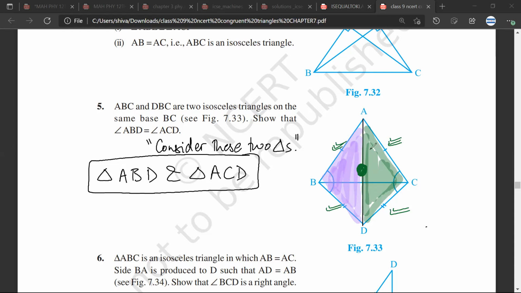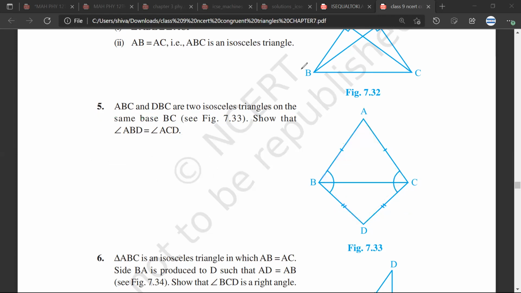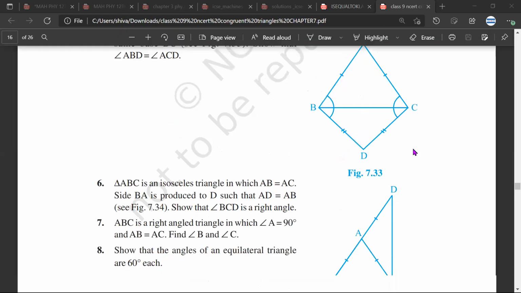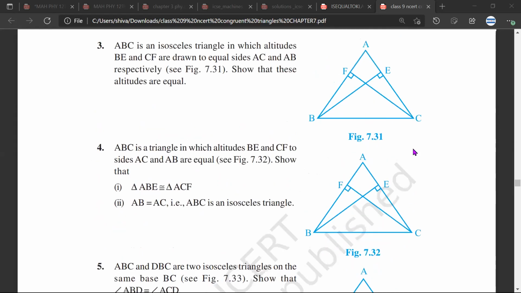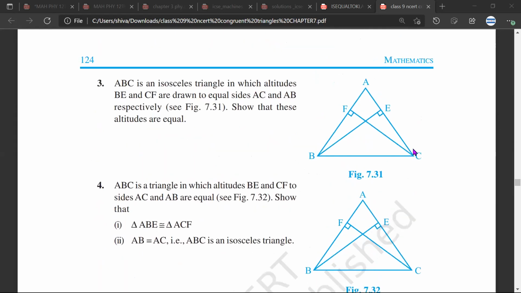Sarthak, have you understood? Yes, sir. Now, because these two triangles are congruent, by CPCT, this angle is equal to this angle. So this is a shortcut. In very few minutes, we'll be able to solve questions like this. Sarthak, have you understood how to do isosceles triangles? Yes, sir.